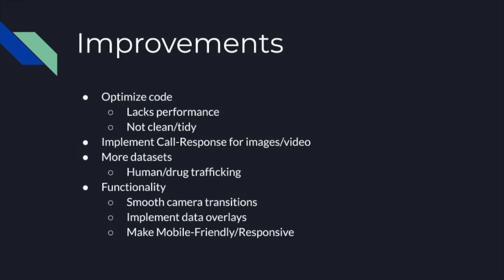Some improvements I could make to this definitely is the code. It's not very optimized. It does take a couple of seconds to load, especially for the timeline. I'd like more data sets also to implement, so I could add more layers and overlays to the globe. For functionality, I definitely want to include more smooth transitions of the cameras, because when you click on a point, it's very rigid and very strict, and I'd like to have a looser, more smooth transition between each data point.